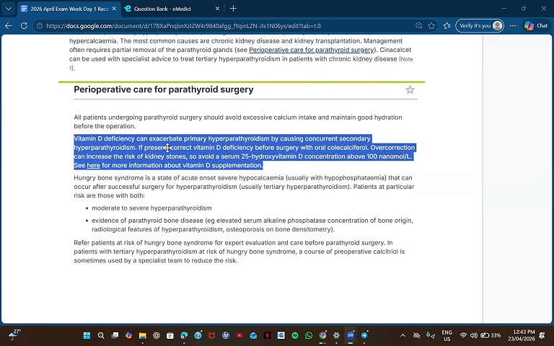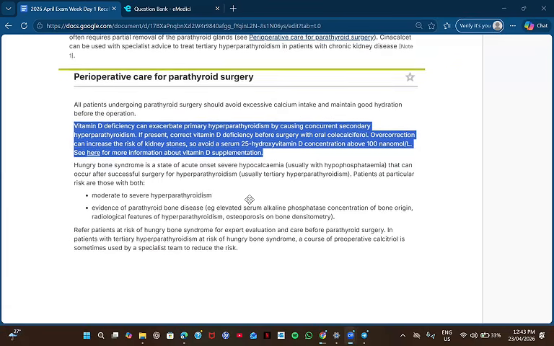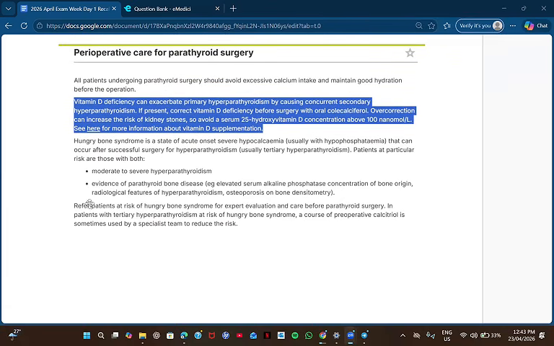So if you check the vitamin D level and there's a deficiency present, anyway you should correct it before the surgery, right? But you have to prevent overcorrection as well, right? Because there can be an increase in kidney stones as well, right? Doctors. Then we have hungry bone syndrome.